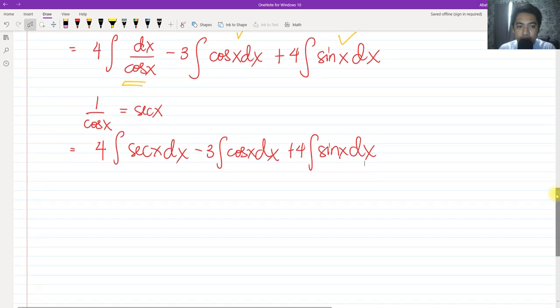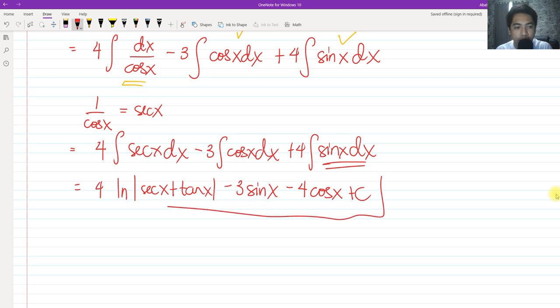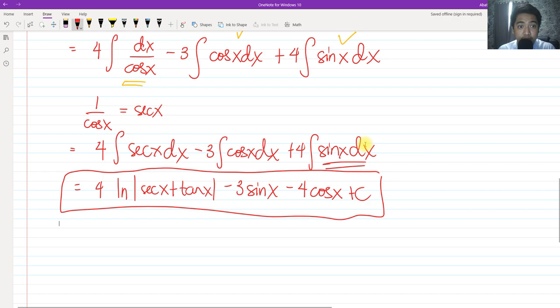We have the integral of secant of x as ln. So you have 4 ln of secant of x plus tangent of x. Okay, so that's the integral. The integral of cosine is sine, so minus 3 sine of x. The integral of sine is negative cosine. So this becomes negative 4 cosine of x, because the integral of sine is negative. So this is negative 4 cosine of x plus c. So this will be our answer for this second problem, number 86, if I'm not mistaken.